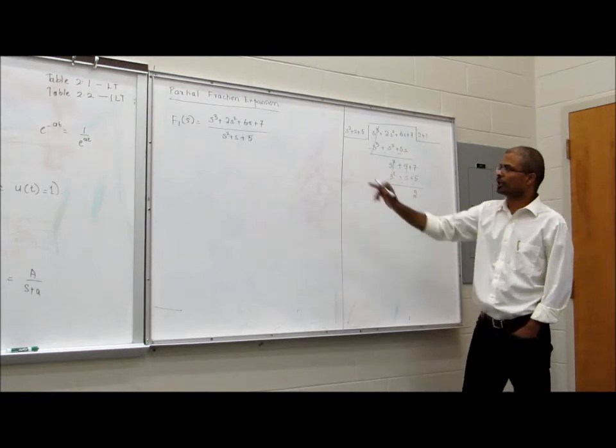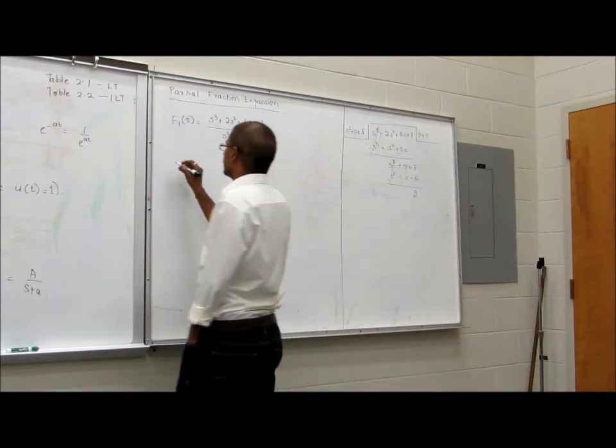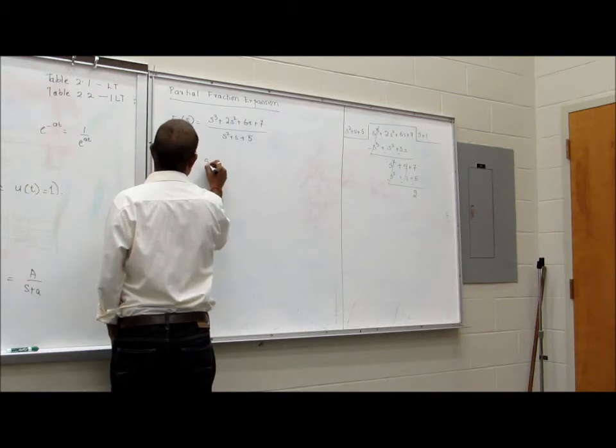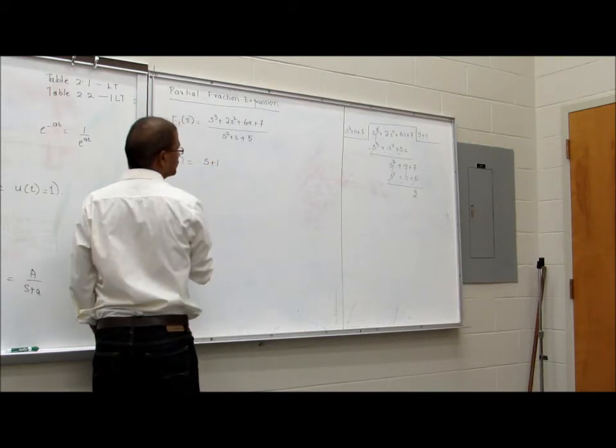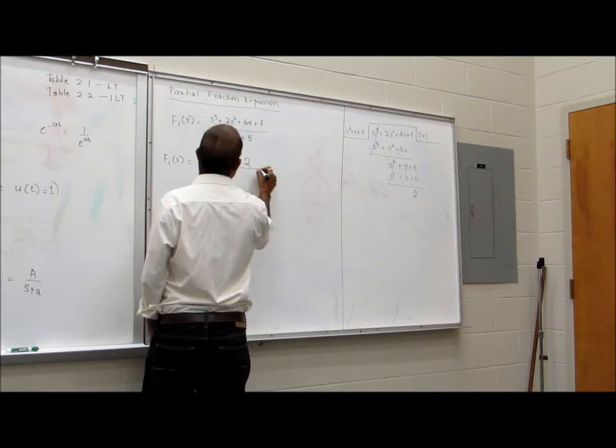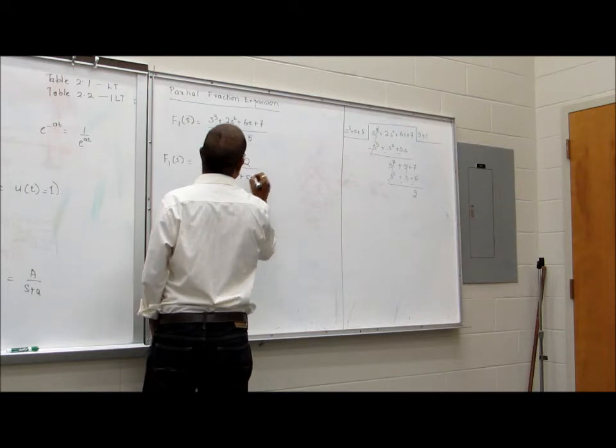So now you can write this as f1 of s is equal to s plus 1 plus 2 over s squared plus s plus 5.